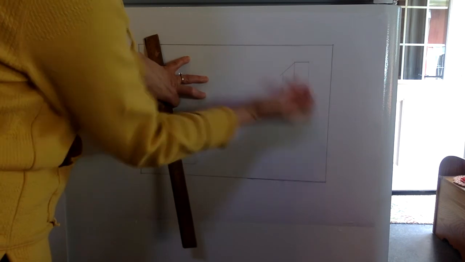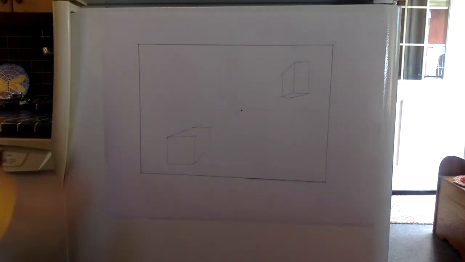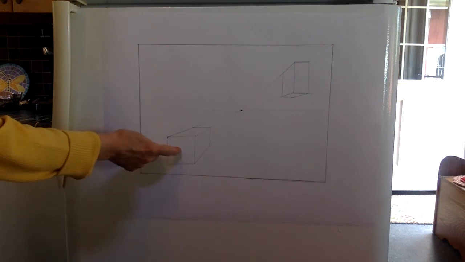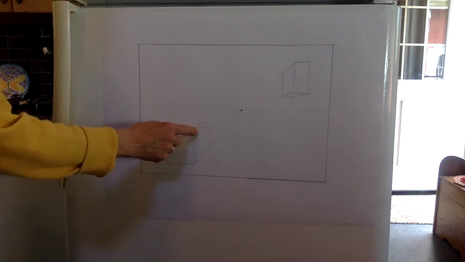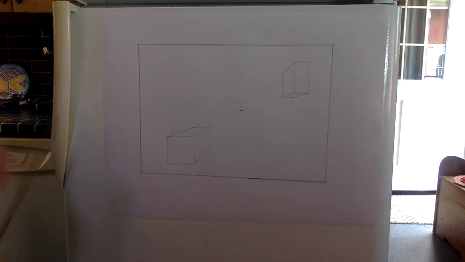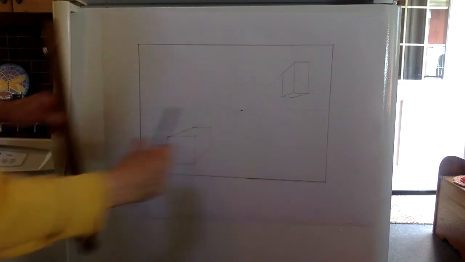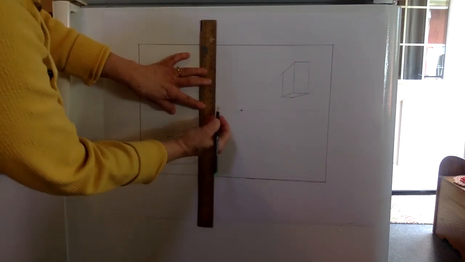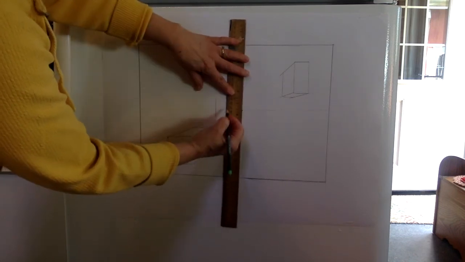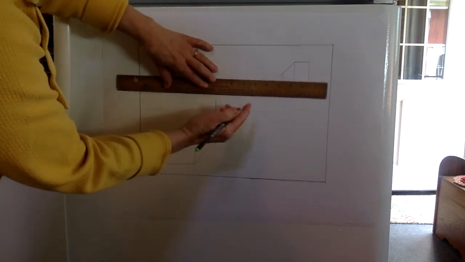Okay, the last one I'm going to show you is how to draw a box on your eye level. So when you have a box on your eye level, you're only going to see the front and the side. You're not going to see the top, and you're not going to see the bottom. So somewhere on my eye level, I'm going to draw a box. I'm just going to draw one right here, kind of small. Maybe I'll make it a rectangle.